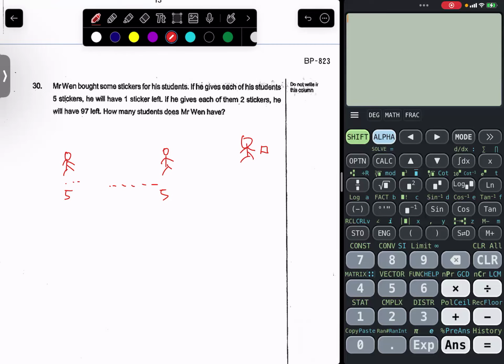Now he decides to be mean and says, everybody, I only want to give you 2. So he takes 3 away from all of them. From the first guy, he takes 3 from all of them until all the students now just have 2.